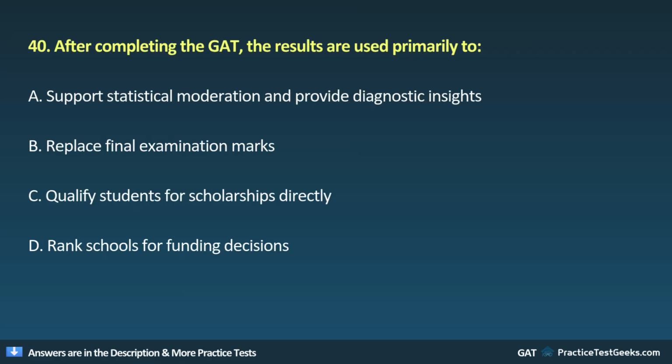After completing the GAT, the results are used primarily to A, support statistical moderation and provide diagnostic insights. B, replace final examination marks. C, qualify students for scholarships directly. D, rank schools for funding decisions.